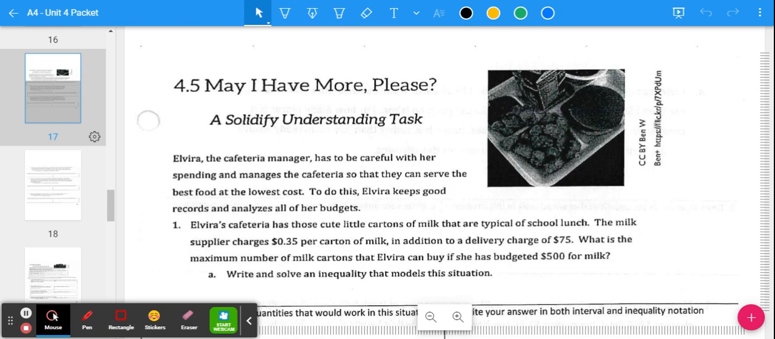This is 4.5. May I please have some more? Elvira, the cafeteria manager, has to be careful with her spending and manages the cafeteria so they can serve the best food at the lowest cost. To do this, Elvira keeps good records and analyzes all of her budgets.